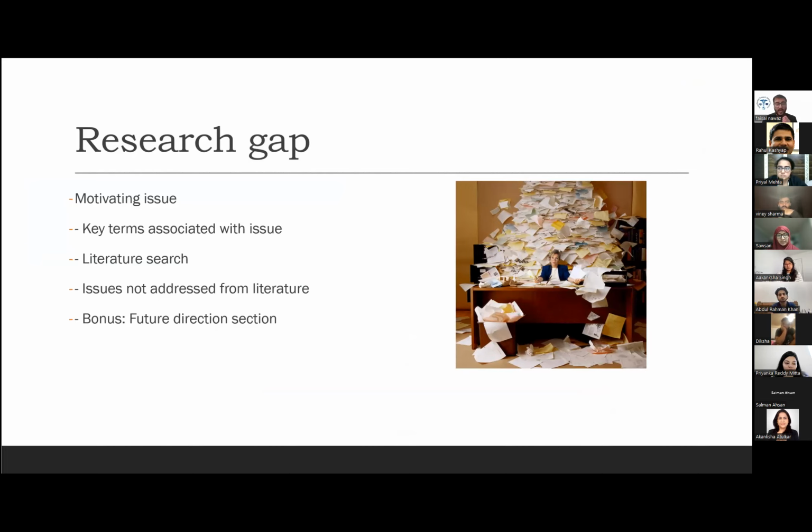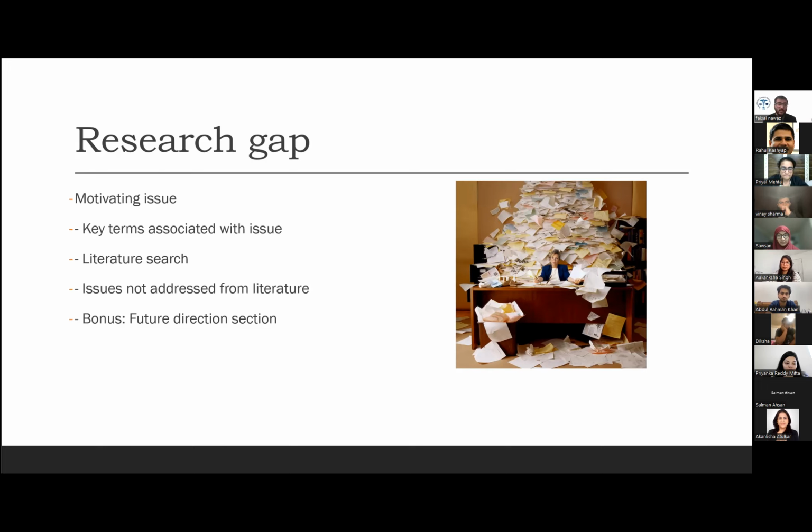So a good way to look at it is to consider the research gap that you're trying to get to. And a good way to understand how to select the right papers when you're using PubMed or Google Scholar is to look at what the motivating issue is. What is the reason why this topic needs research? And once you have the main problem, the research topic in your head, try to look at key terms.